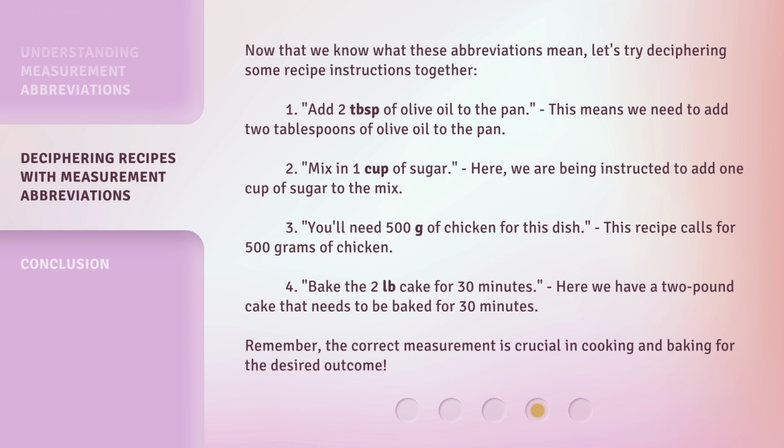3. You'll need 500 grams of chicken for this dish. This recipe calls for 500 grams of chicken. 4. Bake the 2-pound cake for 30 minutes. Here we have a 2-pound cake that needs to be baked for 30 minutes. Remember, the correct measurement is crucial in cooking and baking for the desired outcome.